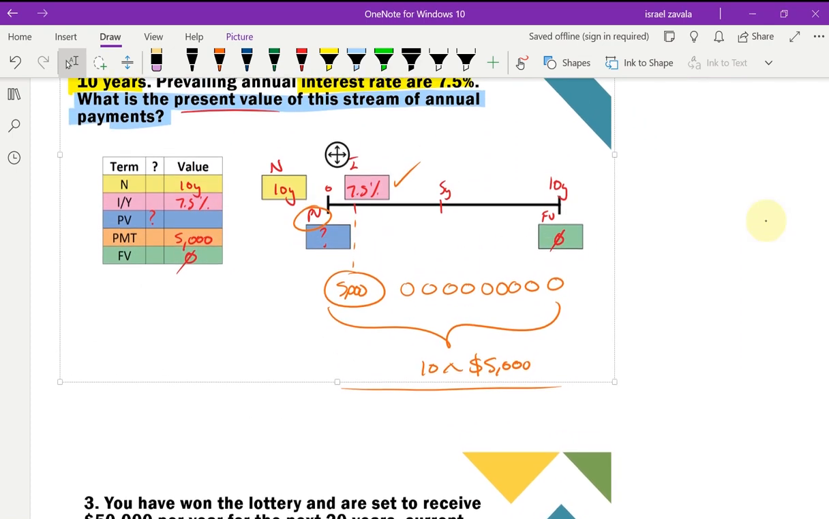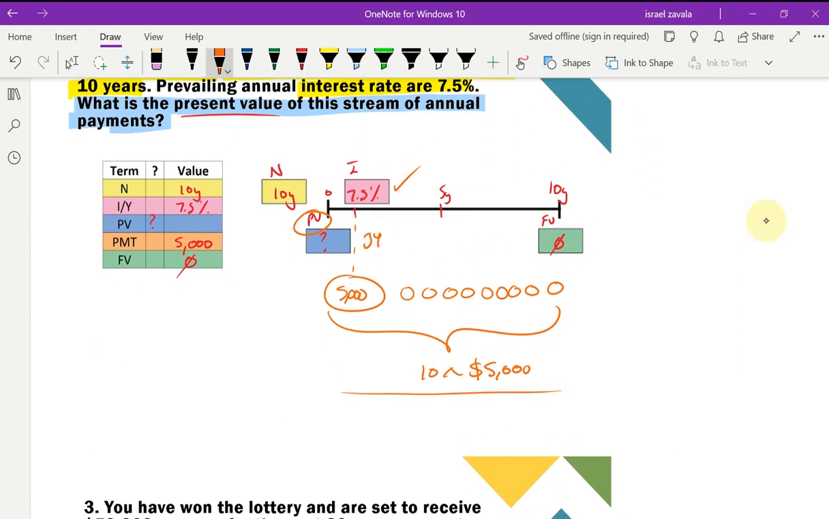Let's see here. Let's make that red. Okay. Oh, that's okay.